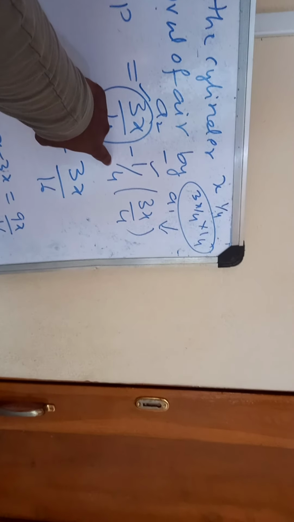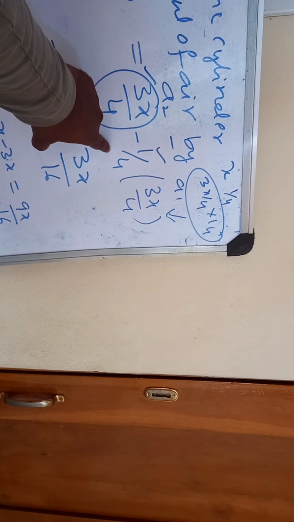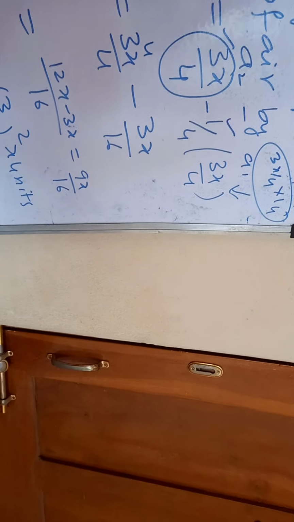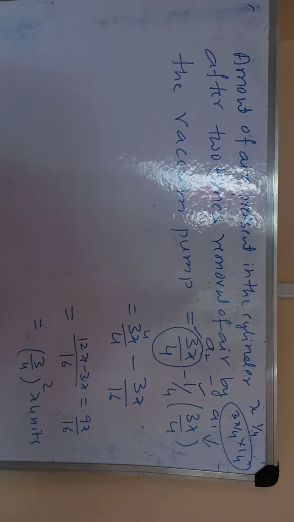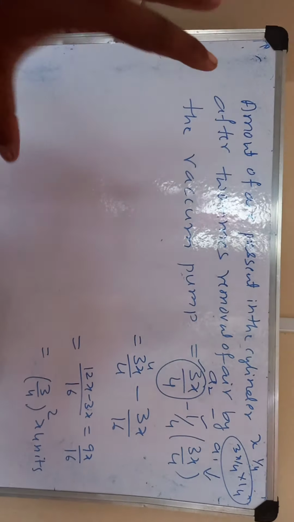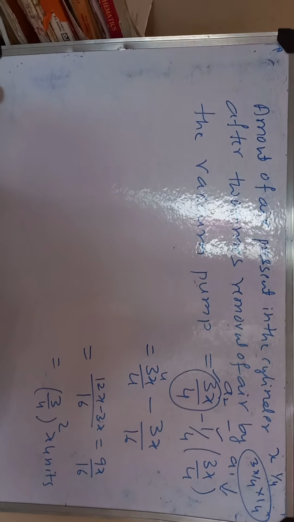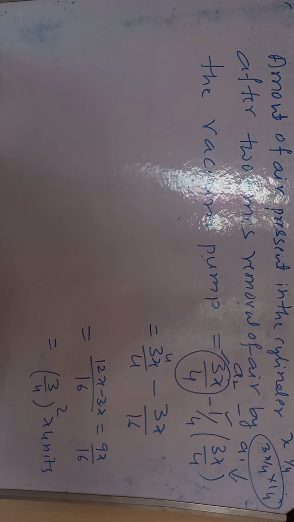Again for the third time, whatever the second time remains, take 1 by 4th of that. Keep the denominator as it is, 16. After calculation, 3 by 4 whole square x units remains after the two times removal. Write down. The board is very small, that's why I can't solve the whole problem at once. Write it down.